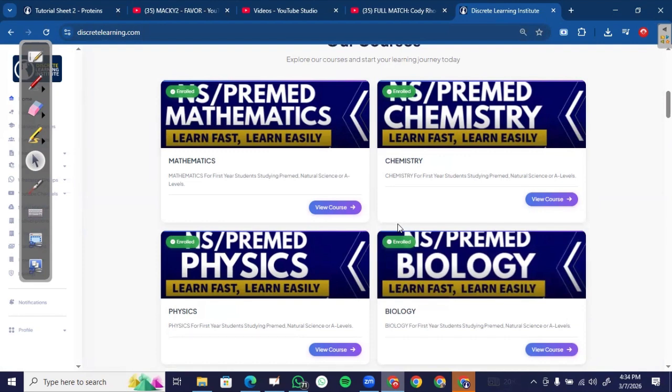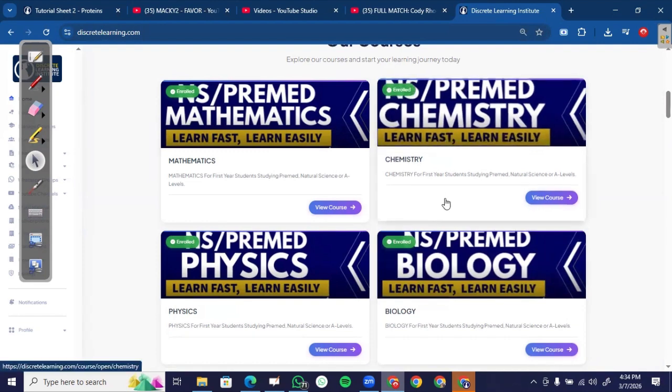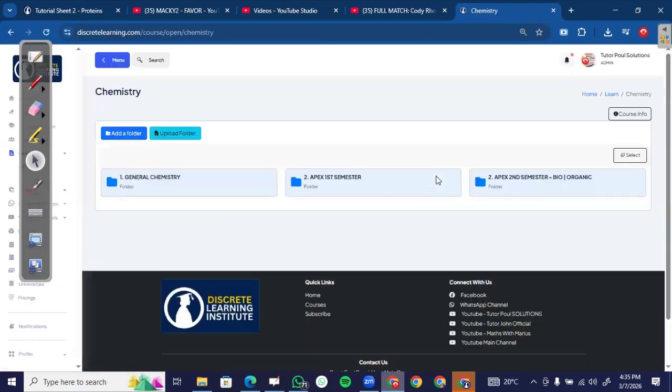Challenges. So for example, those tutorial sheets were for second semester Apex. So I'll subscribe for this course, chemistry. So once you subscribe, you can open it. So you can see here there are different folders. So if you are from any other university, that is not Apex, you go in the general chemistry folder to find all the things that you need. If you're from Apex first semester, you go here, you find everything that you need. If you're from Apex second semester, you go here. So let me open the Apex second semester.